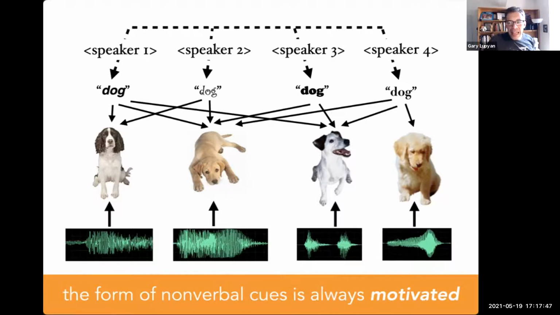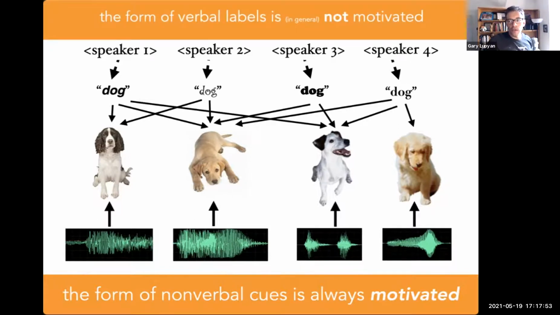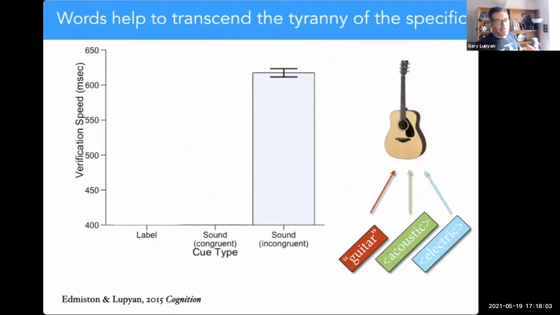And it's this that language brings into the picture, this breaking of the motivation that you normally see in perception. So let's see what effect it has. The task here: you hear a guitar sound or you hear the word guitar, it's all within subjects. And now if you see a picture of a guitar, any guitar, you're supposed to press the match button. If it's anything else, mismatch button.